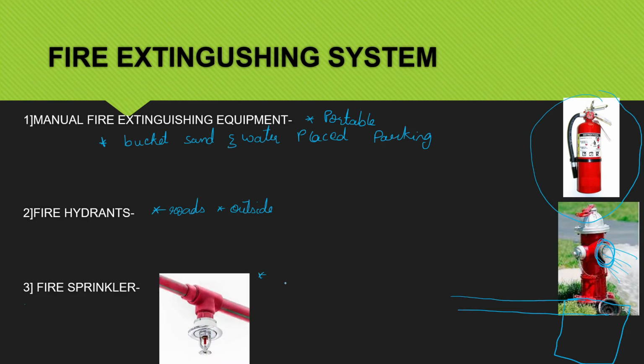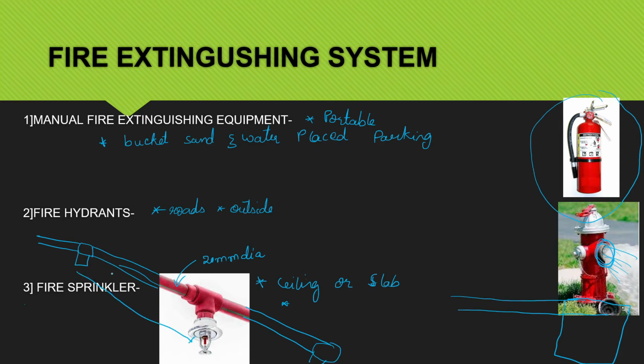Fire sprinklers. Fire sprinklers are usually placed in parking. They are usually placed on the ceiling or on the slab, below the slab. We have this type of connection, a continuous connection of sprinklers. Normally the diameter of the pipe will be 20 mm. The distance between each sprinkler should be a maximum of 3 meters. One sprinkler can cover up to 10 square meters of area, spraying the water.